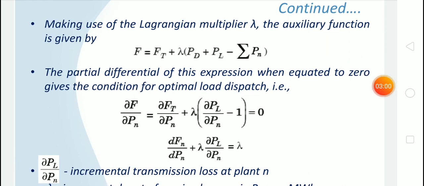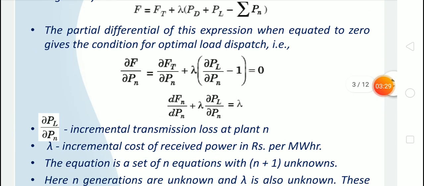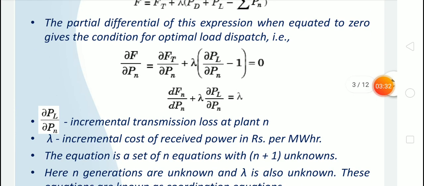So we can find dou F by dou Pn equal to dou Ft by dou Pn plus lambda into dou Pd by dou Pn, which is 0 as load demand does not depend on the generation, plus dou PL by dou Pn minus dou Pn by dou Pn, which is 1, so 1 minus 1 equal to 0. Or dou Fn by dou Pn plus lambda into dou PL by dou Pn equal to lambda, where dou PL by dou Pn is the incremental transmission loss and lambda is the incremental cost. This is the economic load dispatch equation.